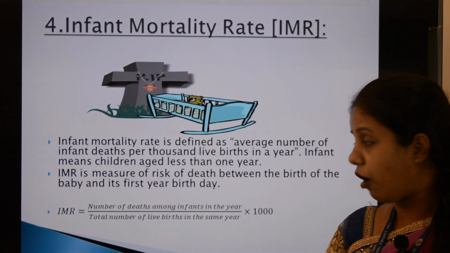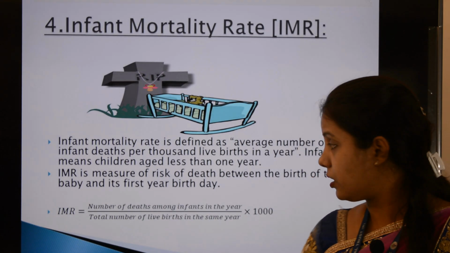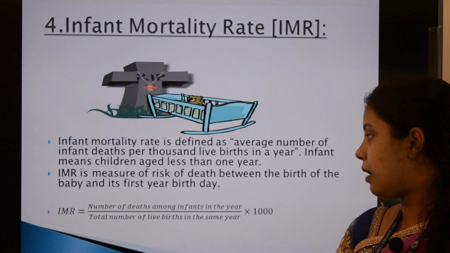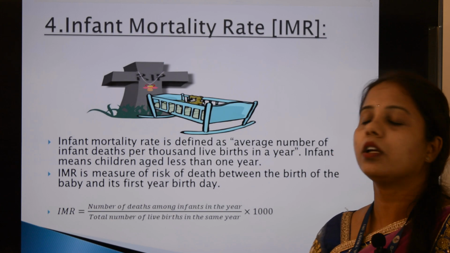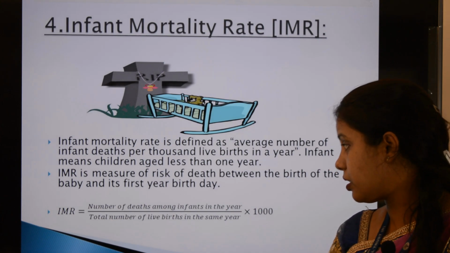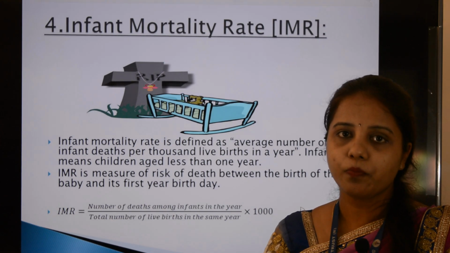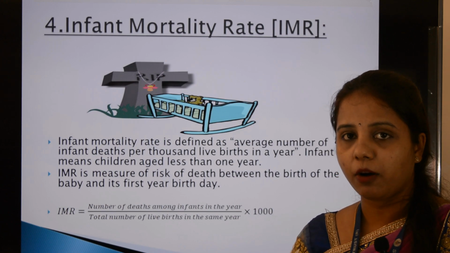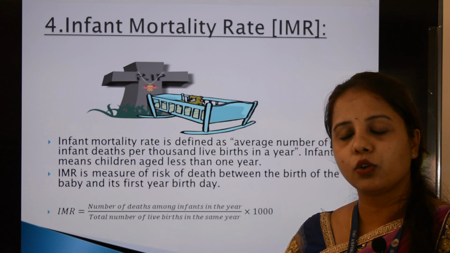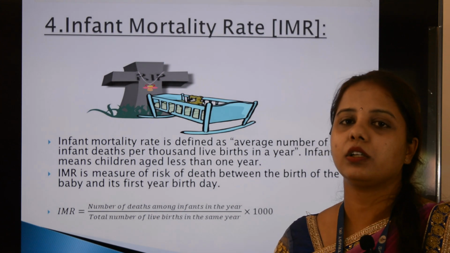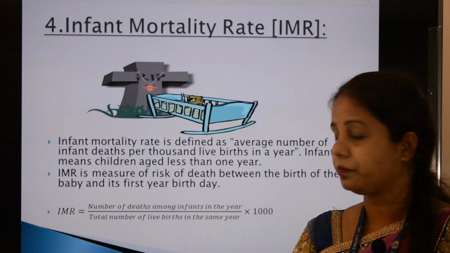Then we have a formula for IMR, that is number of deaths among infants in the year divided by total number of live births in the same year into 1000. So this is the formula. Here, in order to calculate IMR, we need total live births and total infant deaths.